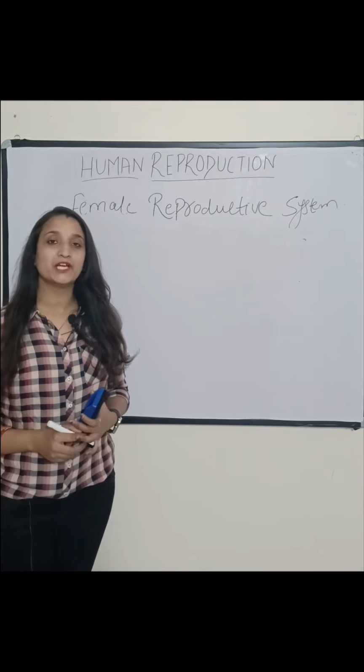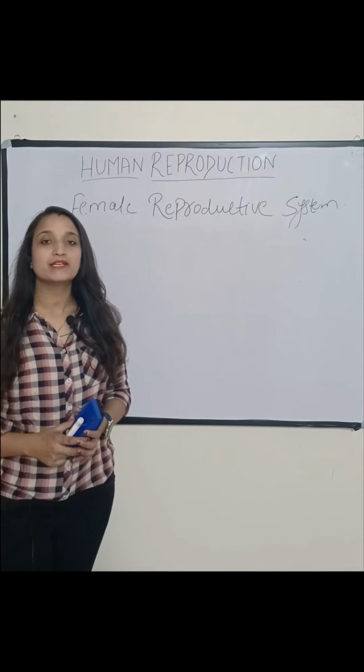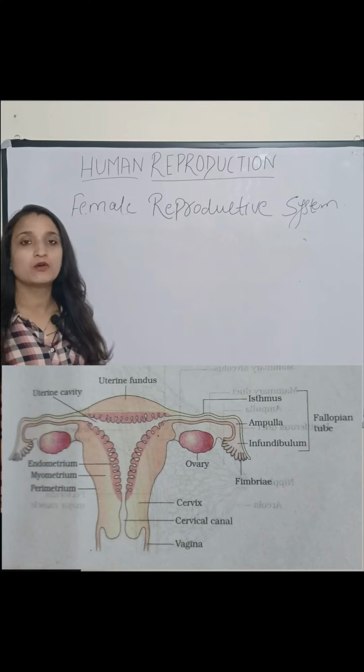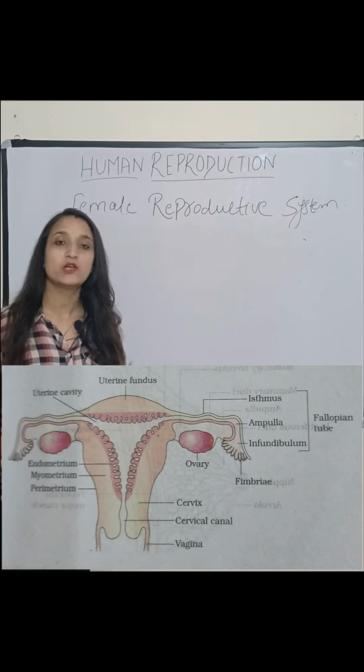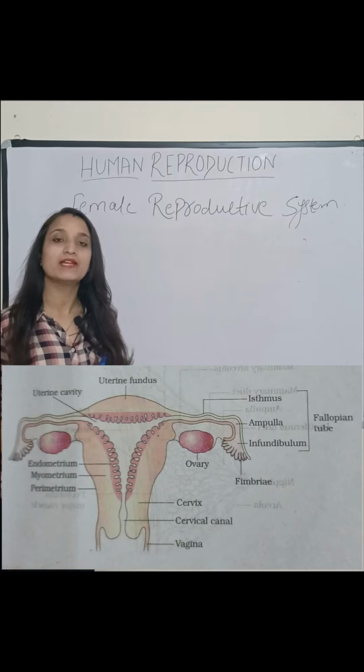In my previous video, I discussed the male reproductive system from the chapter Human Reproduction. Today I am going to tell you about the female reproductive system. So let's get started. First of all, the female reproductive system is located in the pelvic region.